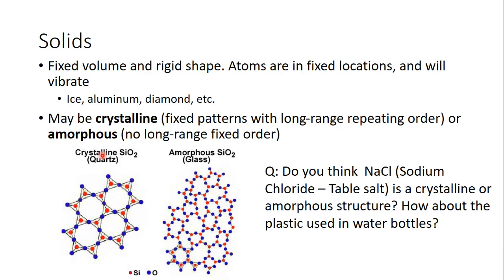Now let's talk about solids. Solids have a fixed volume and rigid shape. The atoms are in a fixed location but will vibrate. Some examples are ice, aluminum, or diamond, or anything else that's not a liquid or a gas, obviously. Now, we have two different types of solids. Crystalline, where all the atoms are in a fixed, long-range repeating pattern, as we see in quartz, or amorphous, where there's no long-range fixed order. In glass, there's really no order.